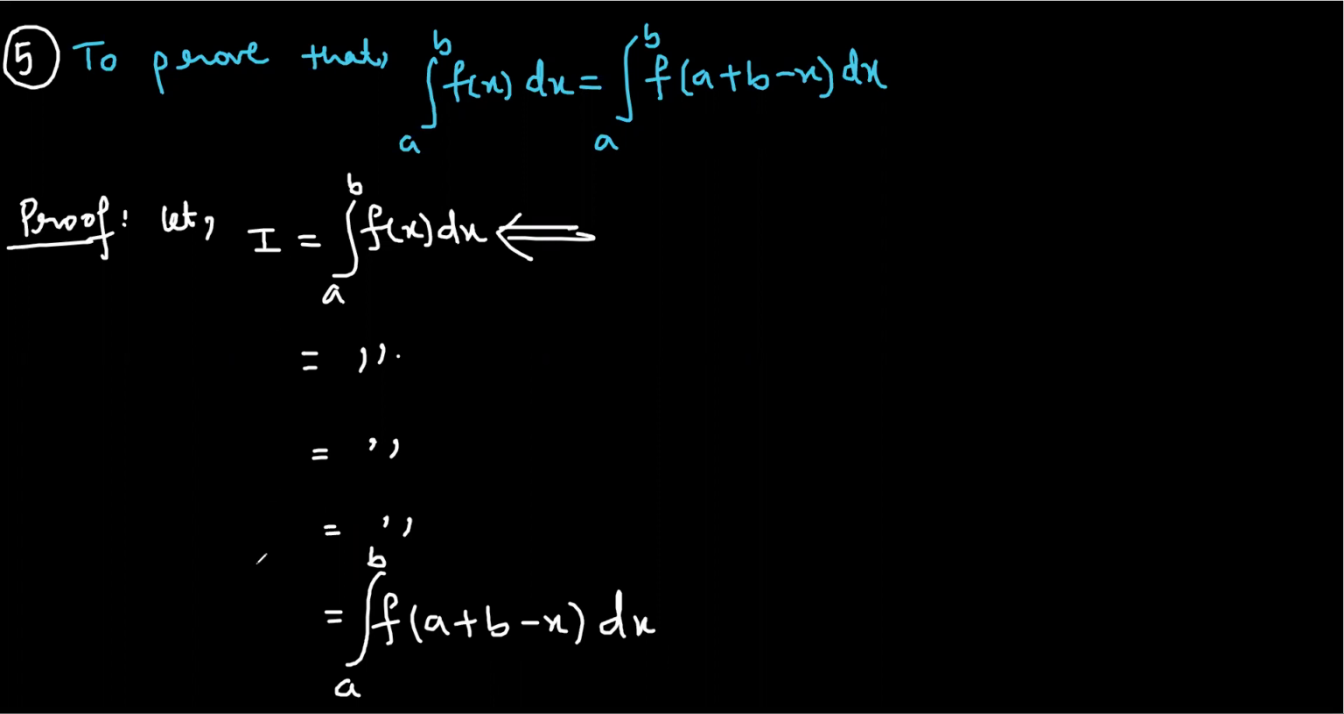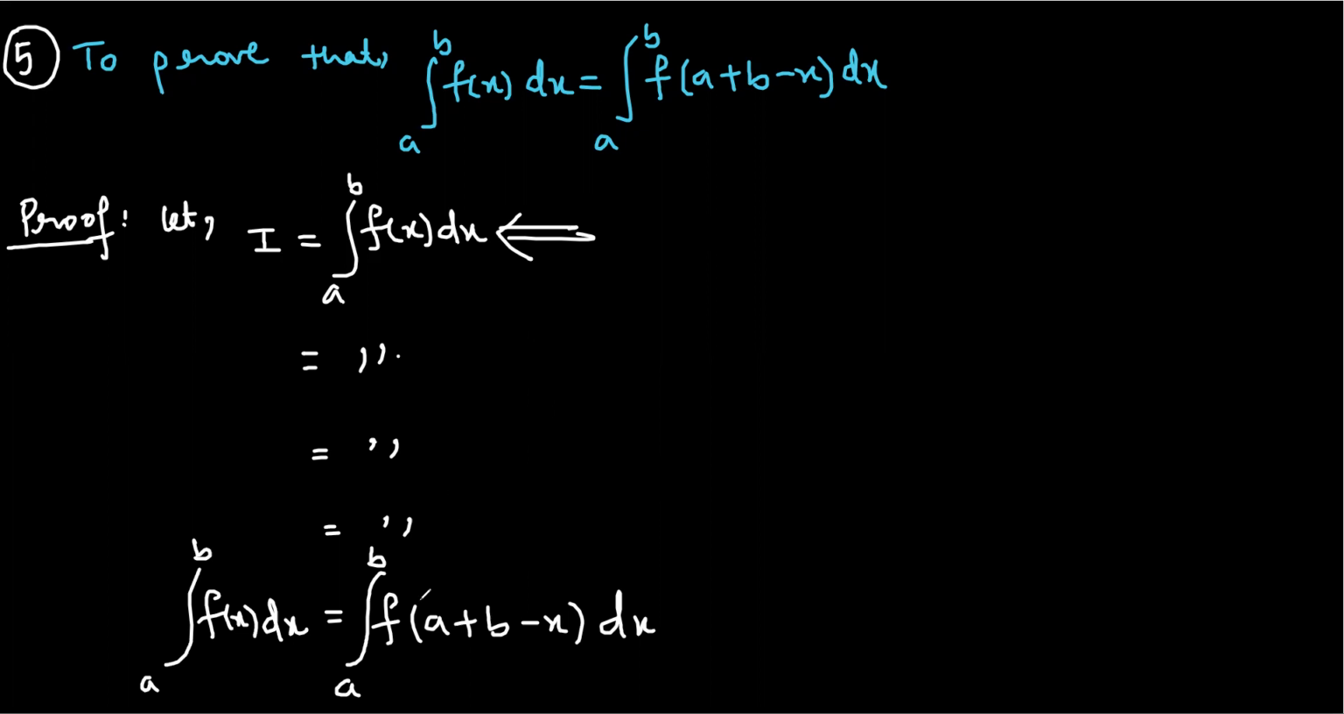So I will say, this is all I, this is all I. So this and this, they are equal because this is nothing but I. So here I will say that integral a to b f of x dx is equal to integral a to b f of a plus b minus x dx. So if this all happens, I get the success. That is, I complete my theory. But now the question is, how does this happen? How do I complete it? How do I achieve it?